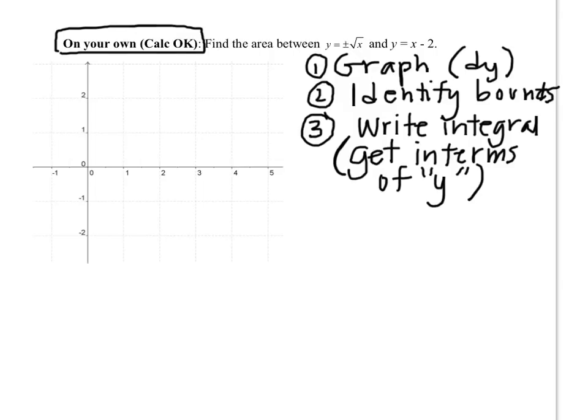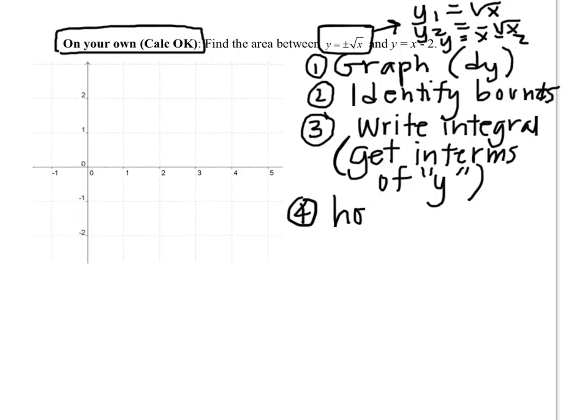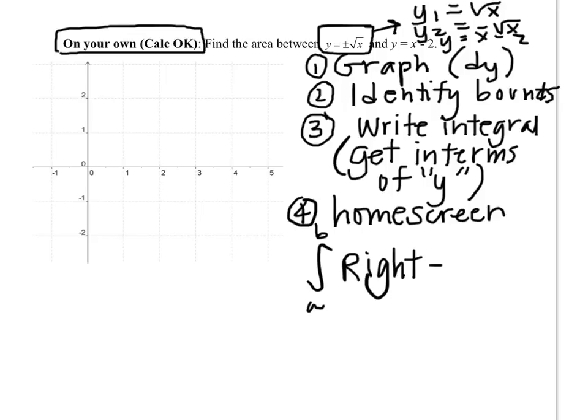And P.S. before I forget, in order to graph this on your calculator, you can put into y1 the positive square root, and you can put into y2 the negative square root, and then into y3 you can put the x minus 2. Okay? Once you've got your integral and you get everything in terms of y, then go to the home screen or a calculator page, whatever you want to call it, and do the definite integral. From your low y value to your high y value, your right function or your right curve minus the left. This is all in terms of dy.